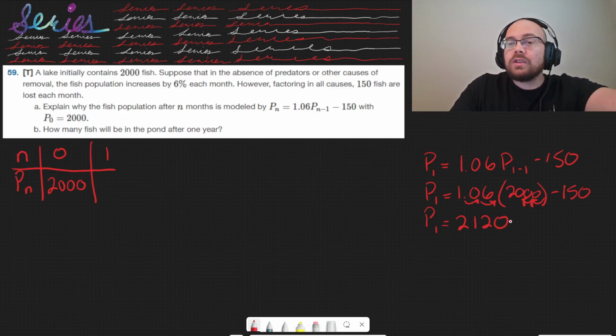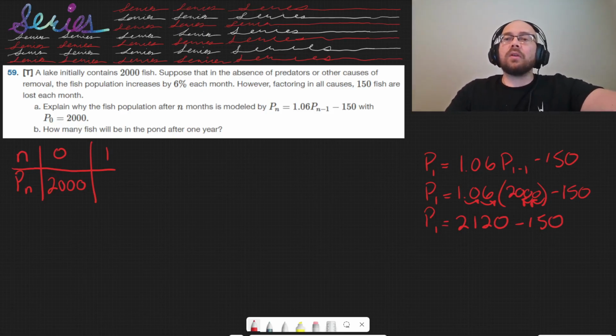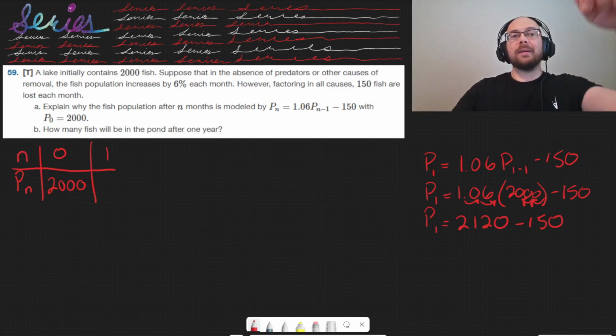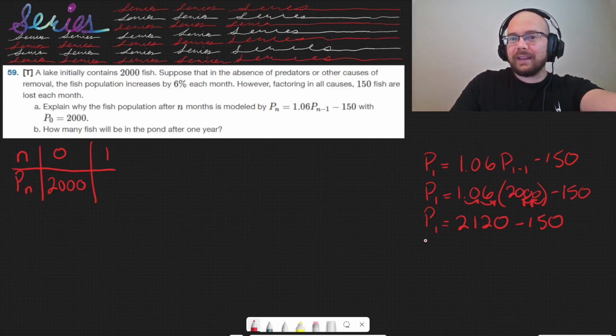So we only gained 120 fish, but we're going to lose 150. Because we're losing 150 fish and the percent gain is less than the fixed amount that we're losing, we're going to end up with no more fish eventually. It looks like here is what's going to happen. So eventually we'll have no more fish left.